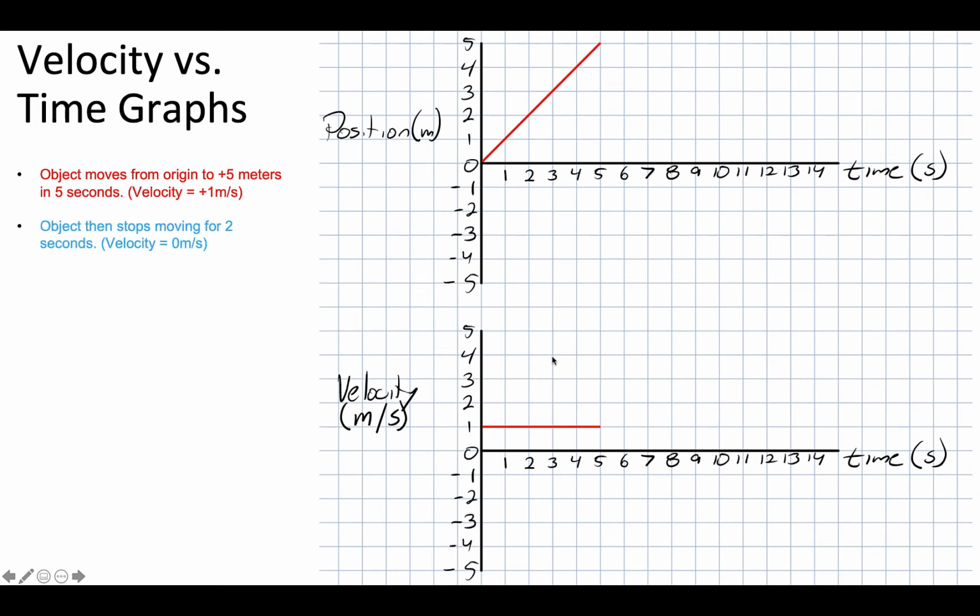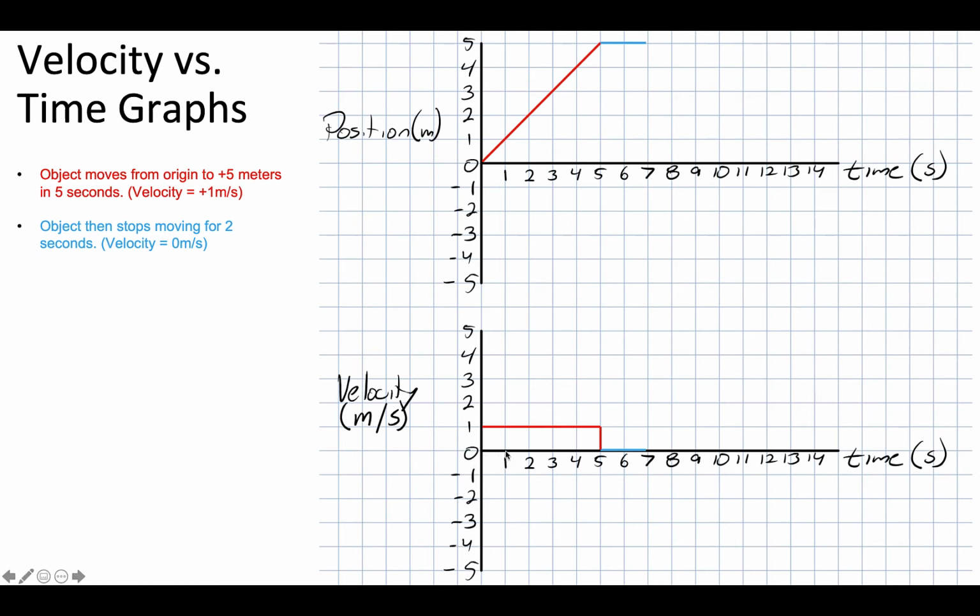Our next motion is the object is going to stop moving for 2 seconds, so I guess I should say not motion. So that's a velocity of 0 meters per second, and we know that on a position versus time graph, that is a flat line. Now on the velocity versus time graph, that is going to be in a very different location.